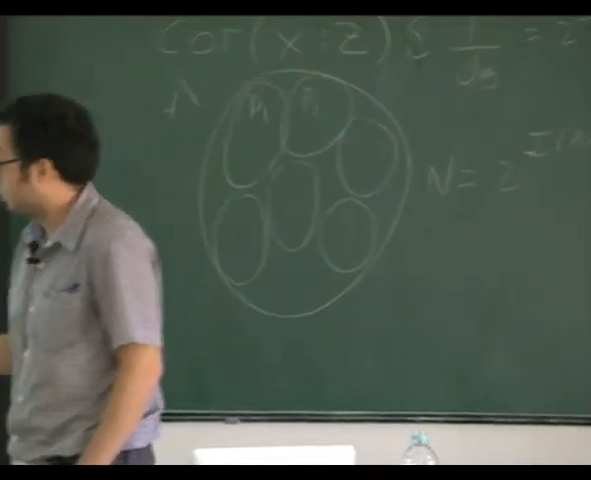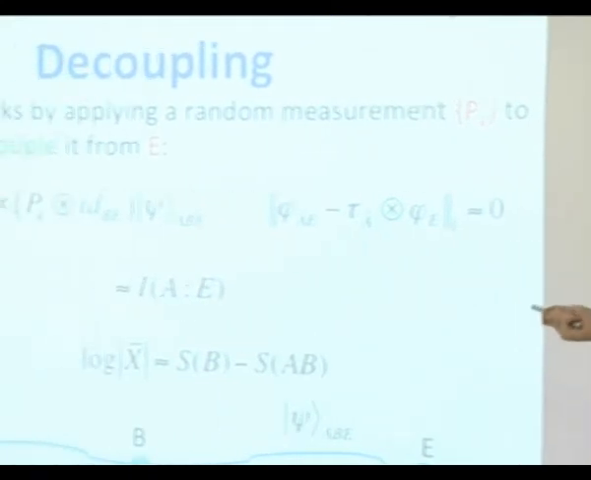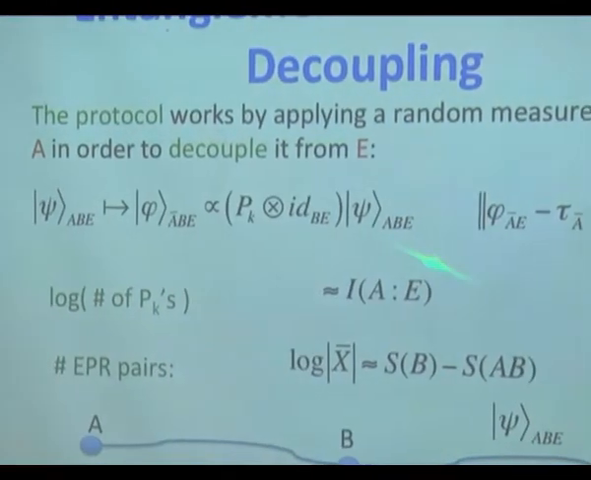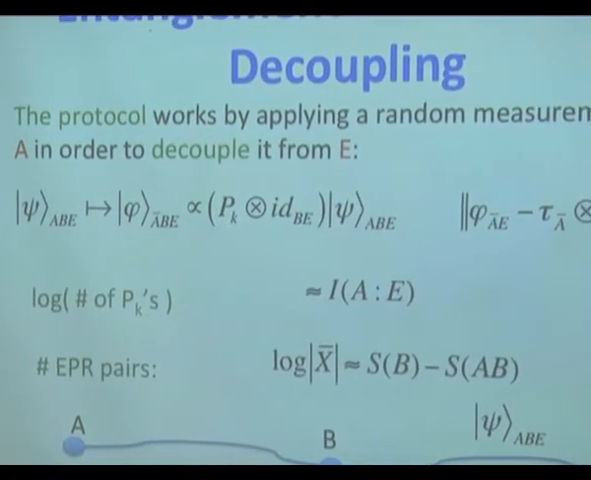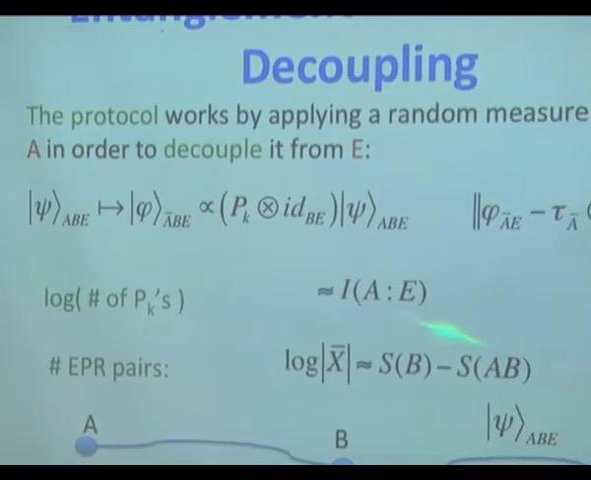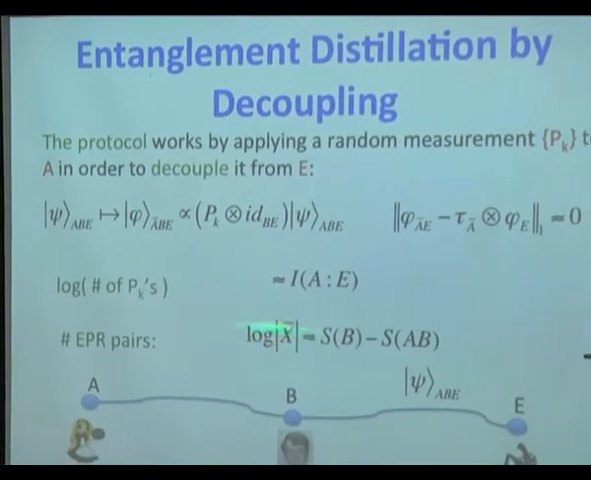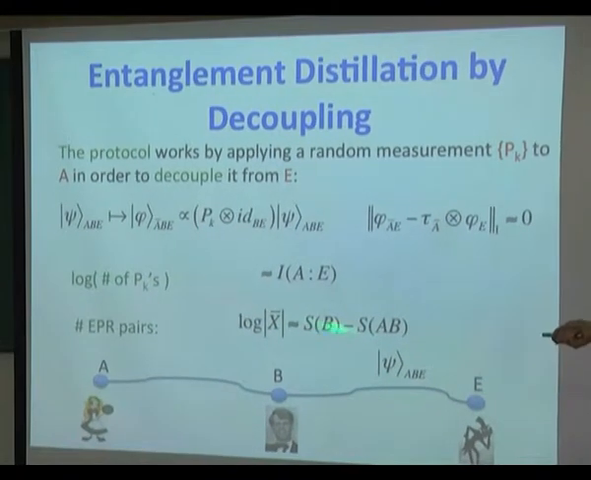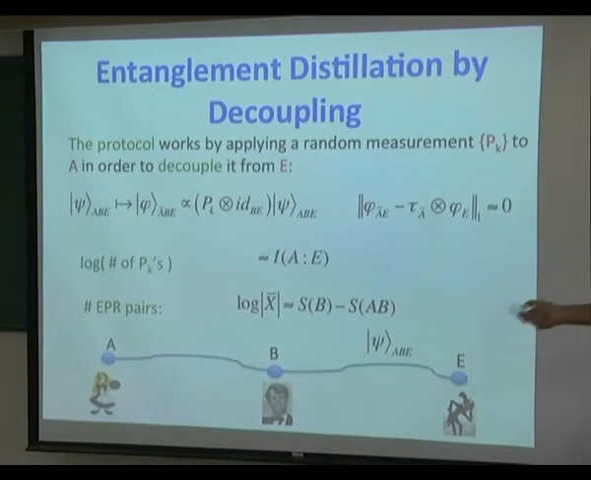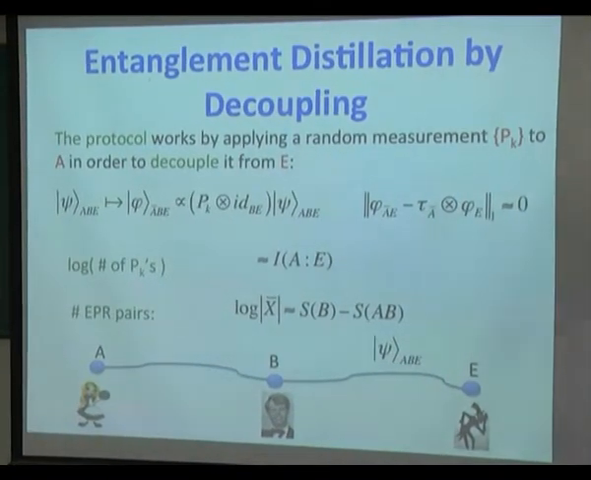So they prove that choosing this number of pKs, this will be true, and the dimension of this A dash, which is the dimension of A after this projector is applied, or in other words, just the dimension of each one of these pKs, is equal to the log of this dimension. There's a different notation here. It is equal to SB minus SAB, which we saw will be related to the EPR, how many EPR pairs you distill in the end.